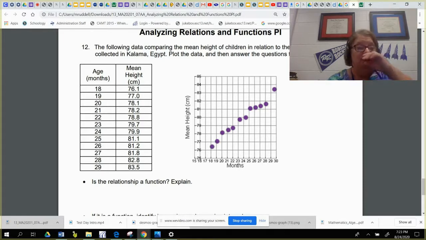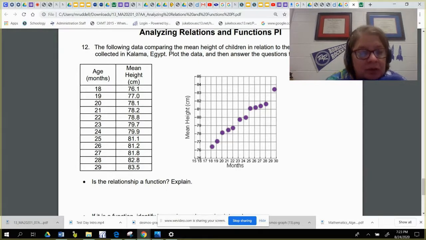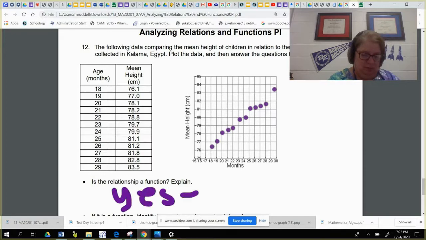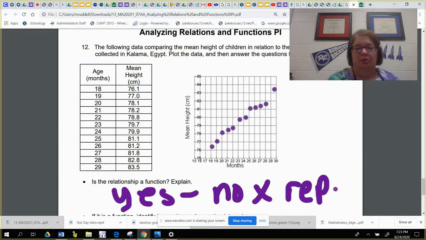Is it a function? What are the x values here? The x values is the age in months. Did those repeat? 18, 19, 20, 21, 22, 23, 24, 25. No, they didn't repeat. So yes, it's a function. No x repeats. And I wrote with my graphing tool. That's okay.